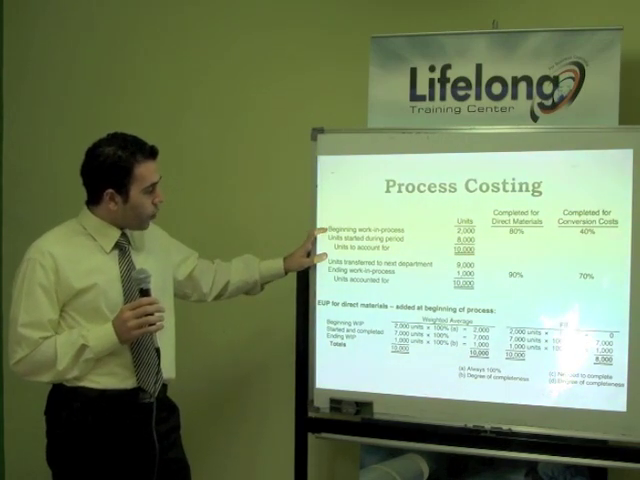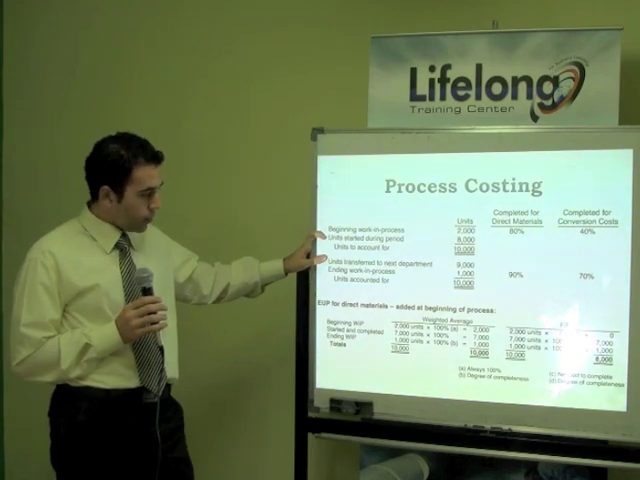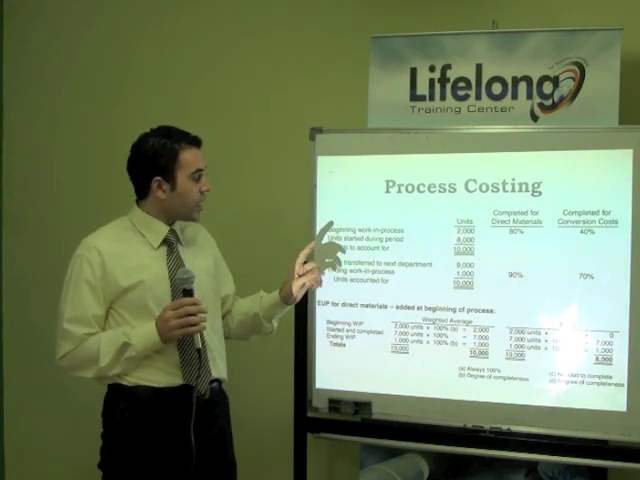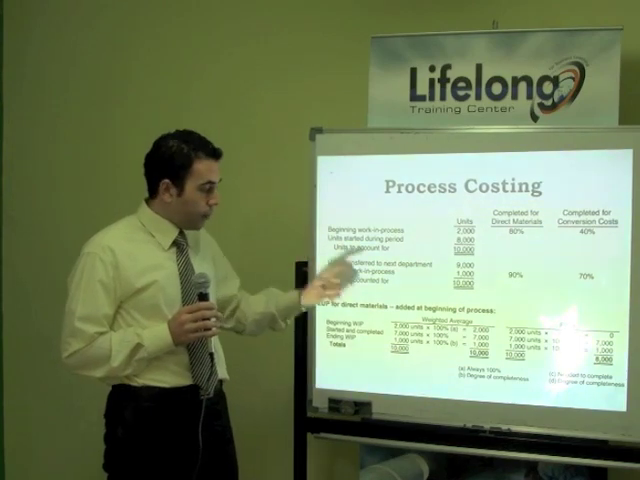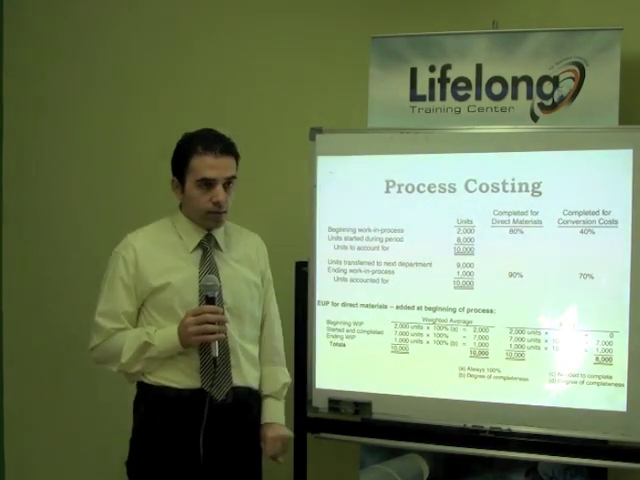I have beginning work in process, and I have units started during this period. For this, I accounted for the whole 10,000. Why? Because I accounted for this cost and this cost together. So if I'm saying for weighted average, I want to account for all the costs, so in that way I will account for all the units.